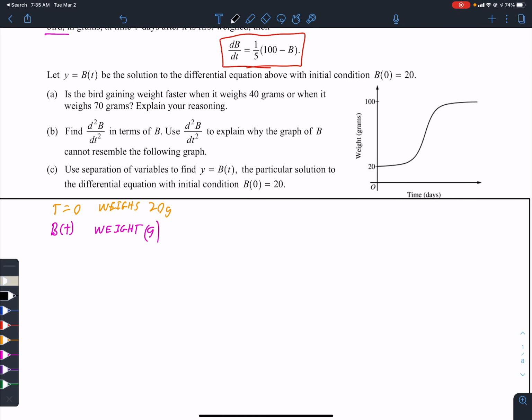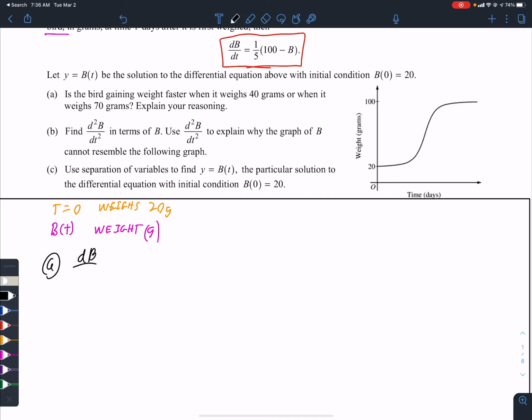All right, part A, here we go. Is the bird gaining weight faster? So faster implies the rate at which it's gaining weight. So as we look at this, we should see that as the rate of gaining weight. dB means change in weight. dt is change in time. And you're comparing the change in weight over change in time. That's how fast the weight is changing. So is the bird gaining weight faster when it weighs 40 or 70? It wants to know the derivative at 70 and 40.